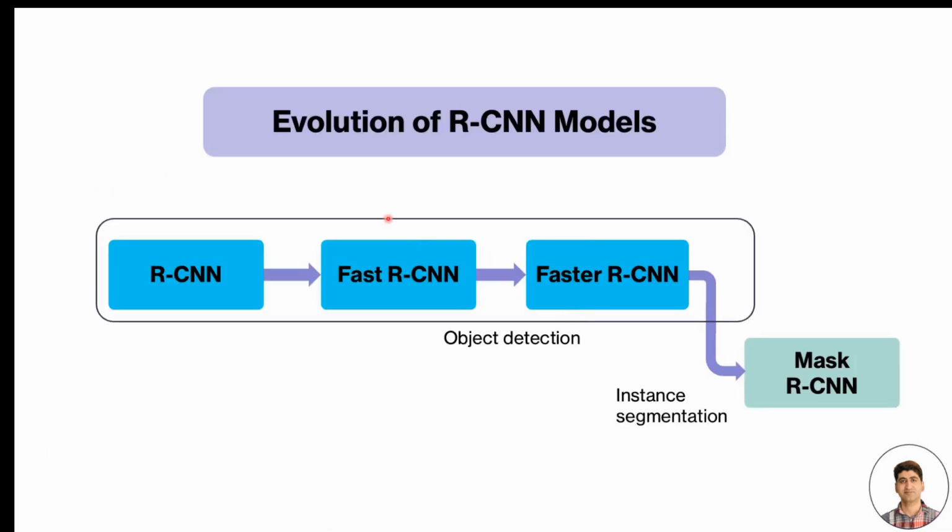Here is the evolution of RCNN models. As we saw earlier, RCNN has too much redundant computation. Therefore, fast RCNN was proposed to reduce that redundancy by sharing the computation of features using a deep convolutional neural network. And then faster RCNN was proposed to further optimize the process. After that, mask RCNN was designed as an extension of faster RCNN for instance segmentation. So now let's see how these algorithms for object detection work.